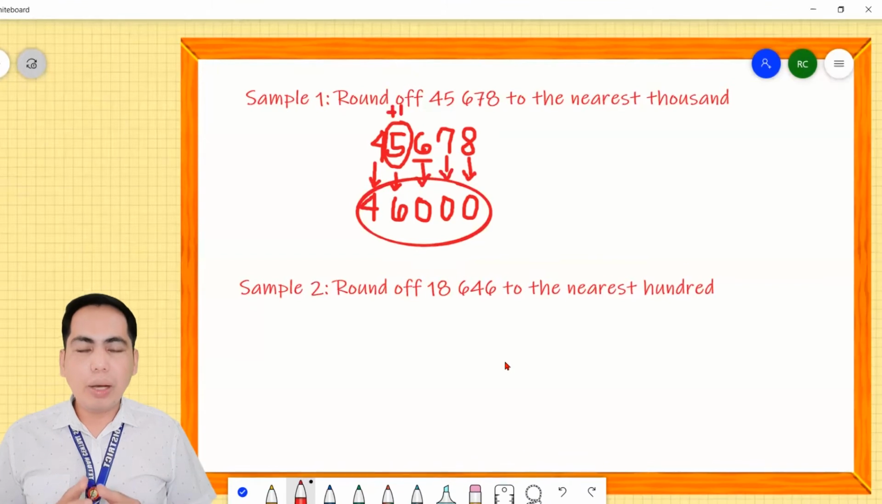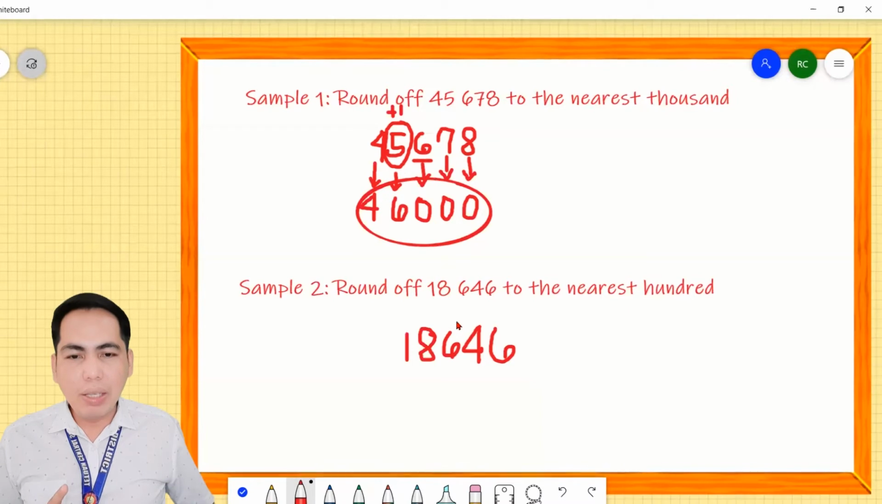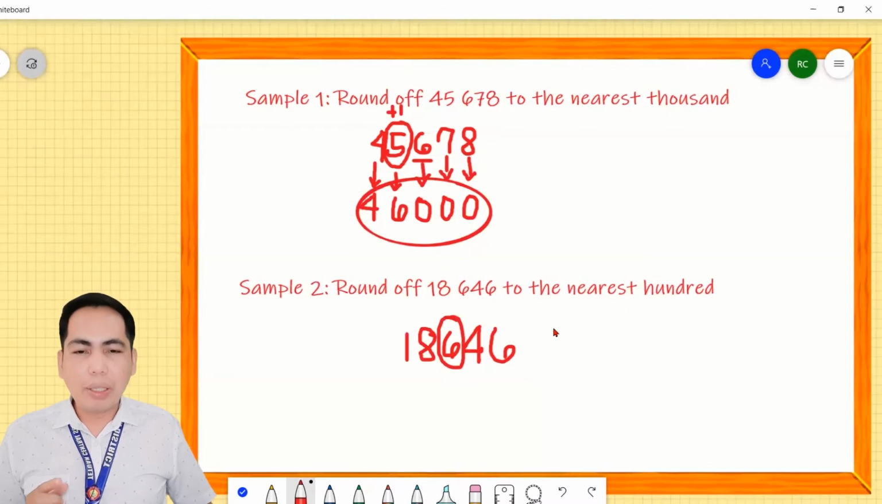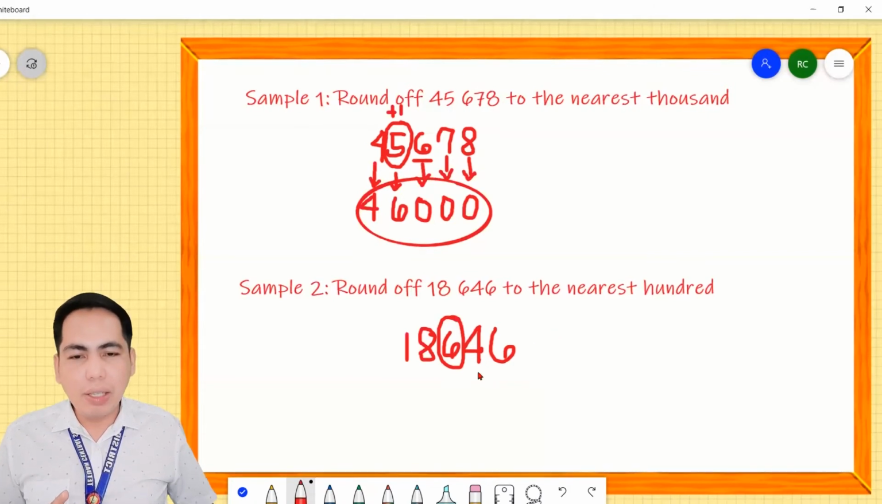Now, let's go to number 2. Round off 18,646 to the nearest 100. So again, the first step is for us to identify the digit that we are going to round off. In our example number 2, we will be rounding off the digit that is found in the hundreds place, and that digit is 6. After that, we have to identify the next digit to the right, and that digit is 4.